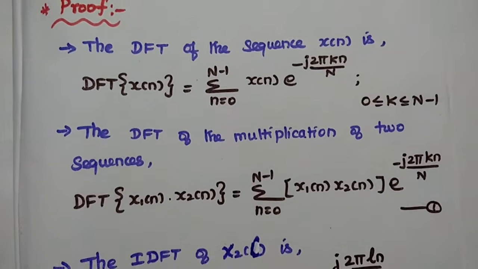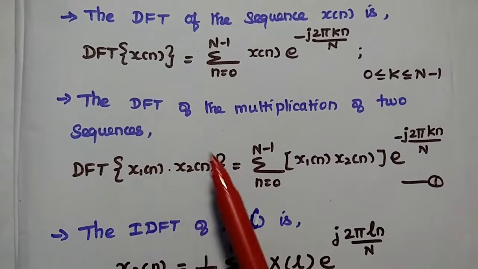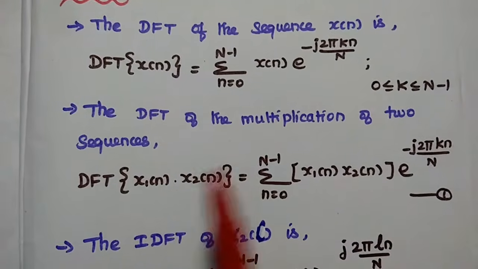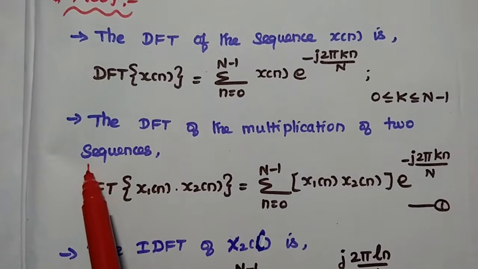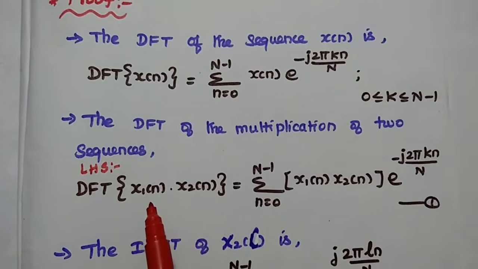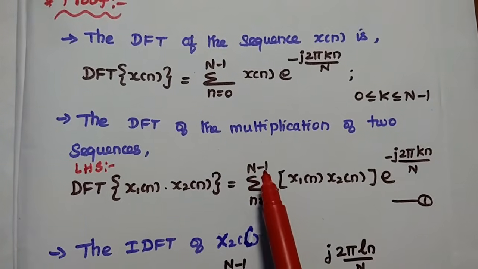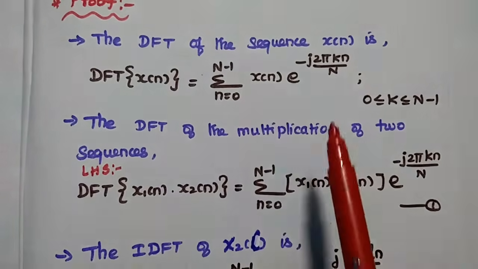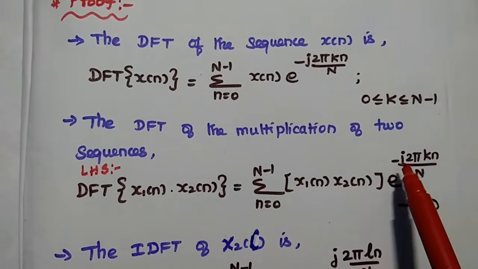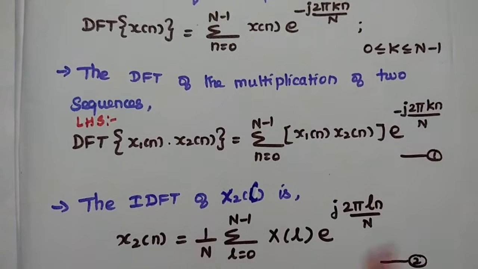Here we are going to find the DFT of the multiplication of two sequences. So we are considering the left hand side of the given property, correct? The DFT of x1 of n into x2 of n is equal to summation n is equal to 0 to N minus 1, where x of n becomes x1 of n into x2 of n, e power minus j 2 pi kn by N. Consider this as the first equation.